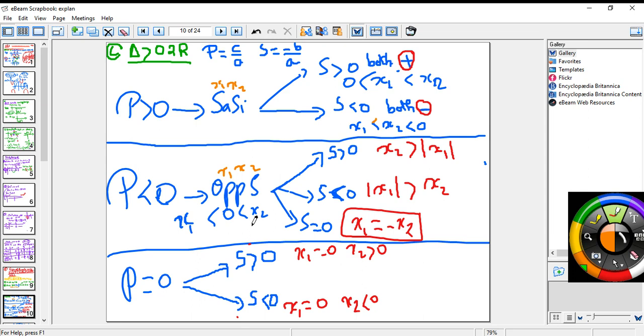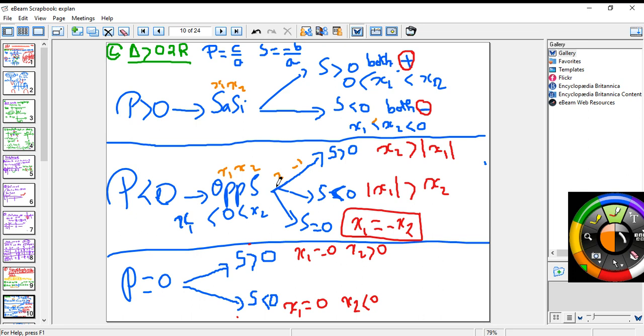I'll take one example. Okay, I'm gonna give you an example. If I had one of the roots 2, okay, and the other one is minus 1, okay? So there is one negative, one positive. If I add, my answer is positive. What does it mean?